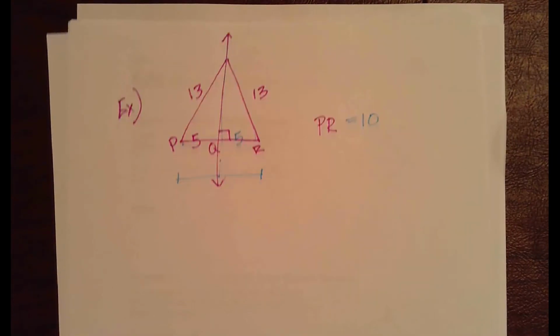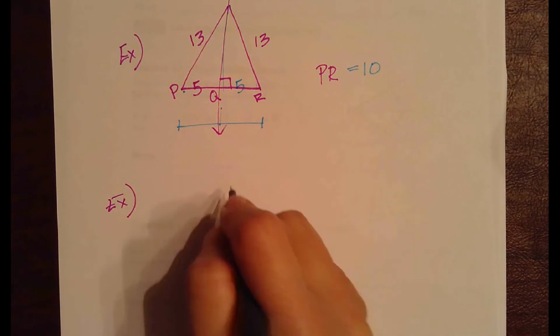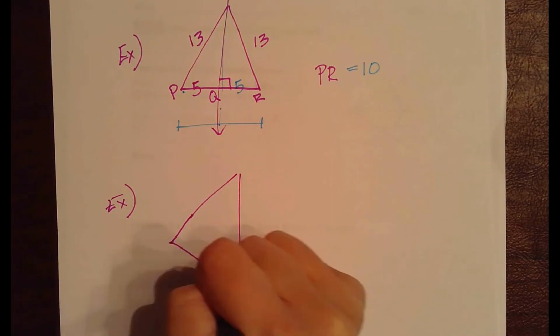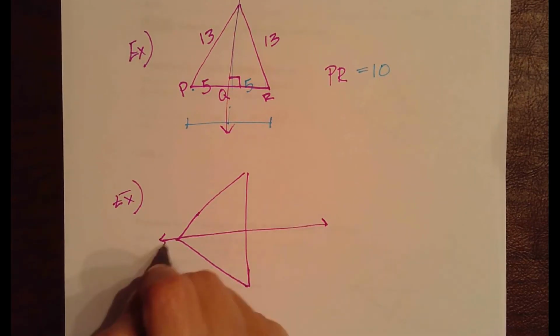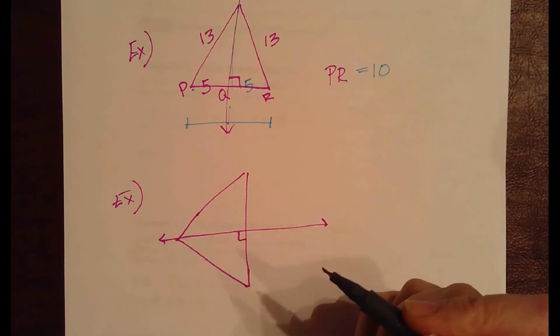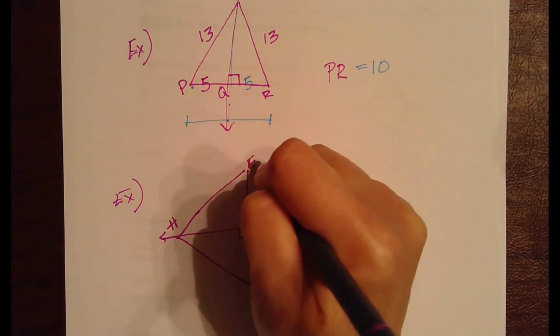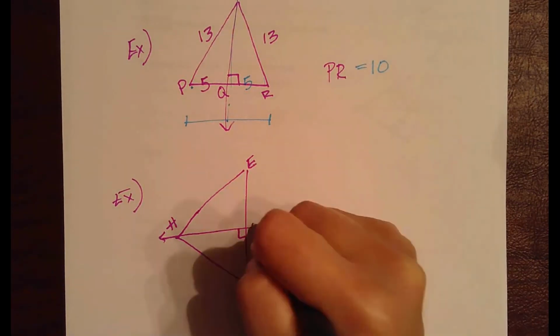All right, let's do another example. This time I am going to draw a triangle that looks like this. This is H, E, G, F.